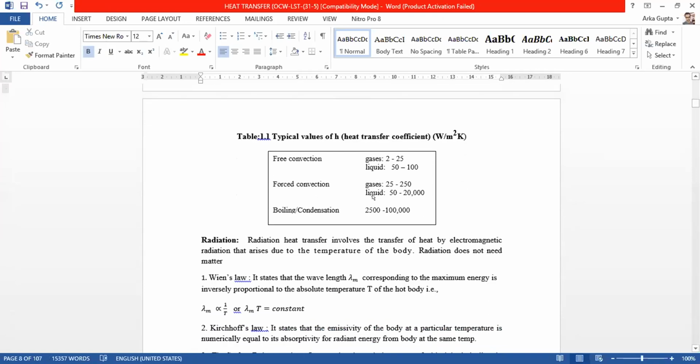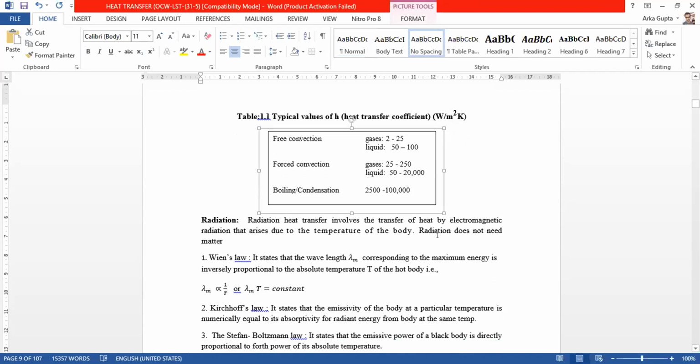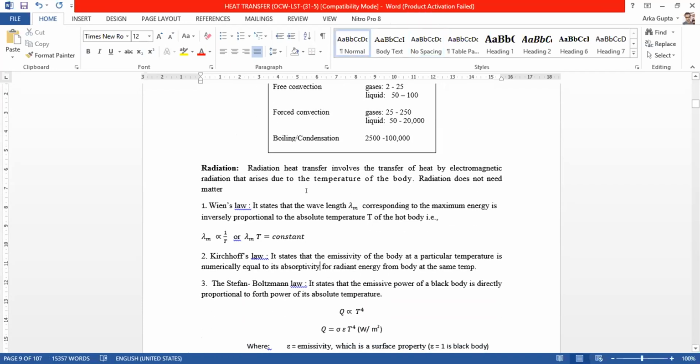Now some values of the heat transfer coefficient, in watt per meter square degree Kelvin. For gases, 2 to 25; for liquids, 50 to 100. For forced convection, it is 25 to 150 for gases and 50 to 20,000 for liquids. And for boiling and condensation, 100 to 1 lakh. Now let us come to radiation.